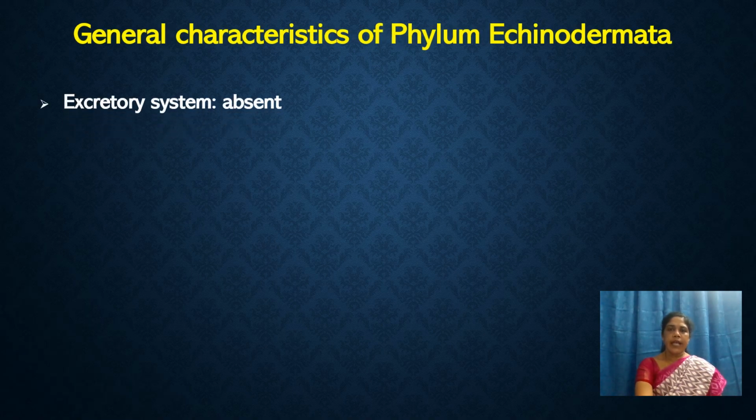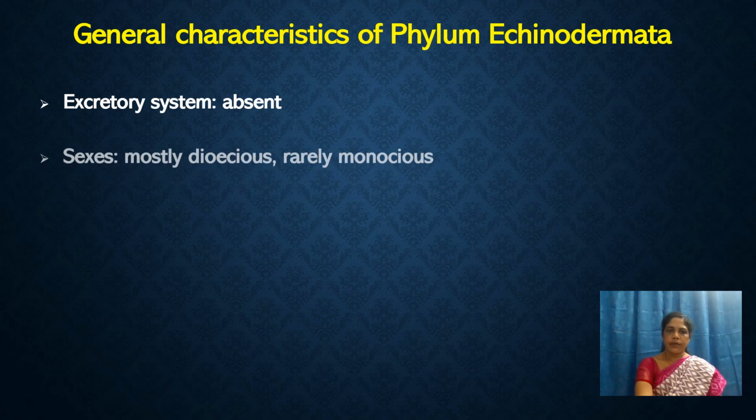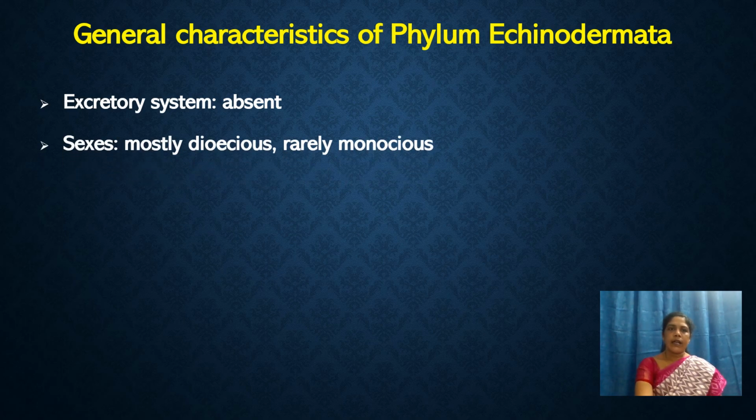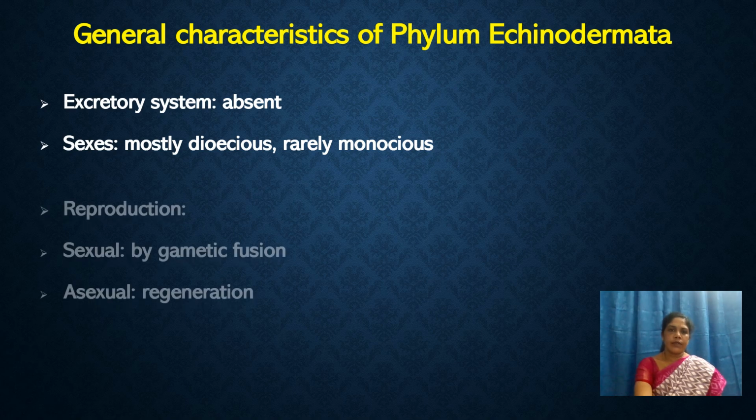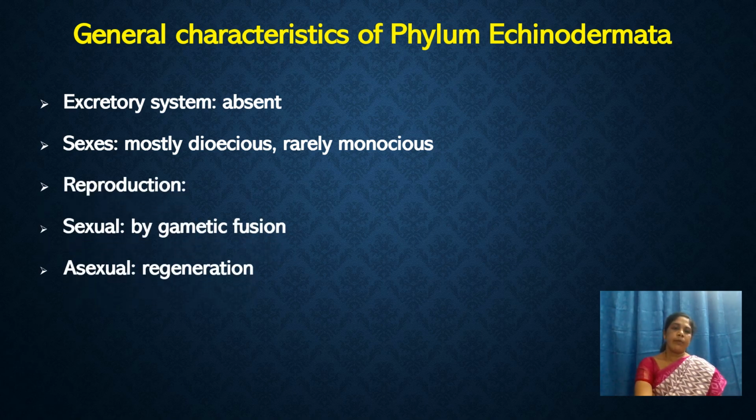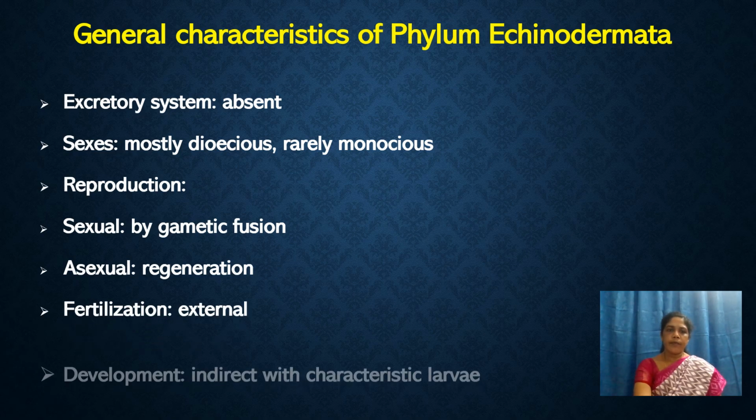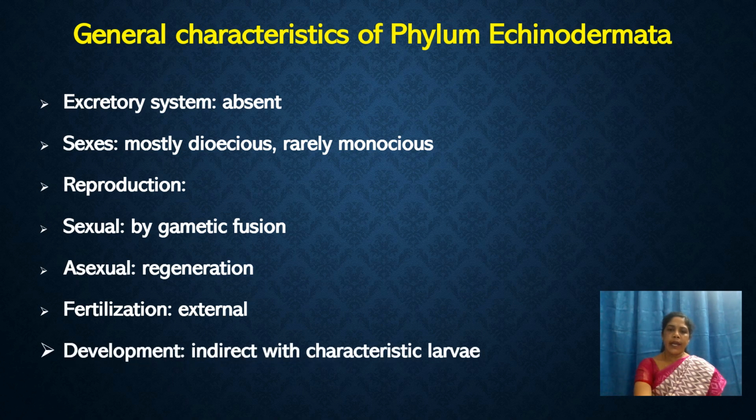Excretory system is absent in echinoderms. Sexes are mostly dioecious and rarely monoecious. Reproduction takes place sexually by gametic fusion and asexually by regeneration. Fertilization is external and development is indirect with characteristic larvae.